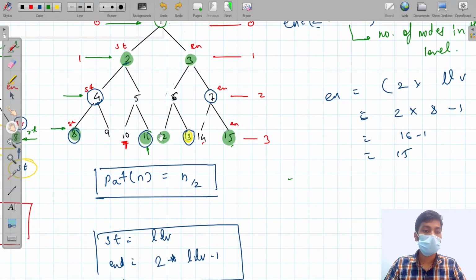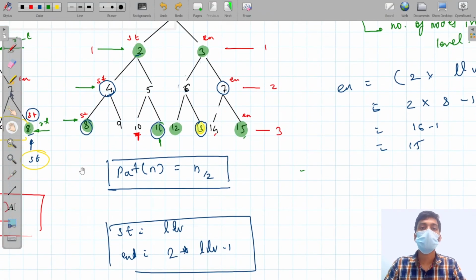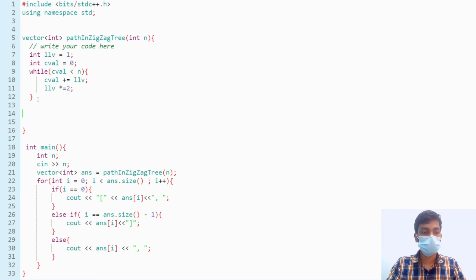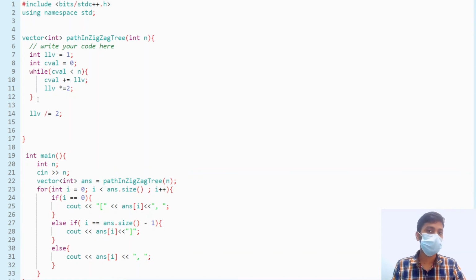That is, cval is going to be at this particular level, but our level is going to be one more, or the next level. So what we have to do is, the last level value is going to be one more. So we have to just decrement it by 2, right? Or let's say divide it by 2.